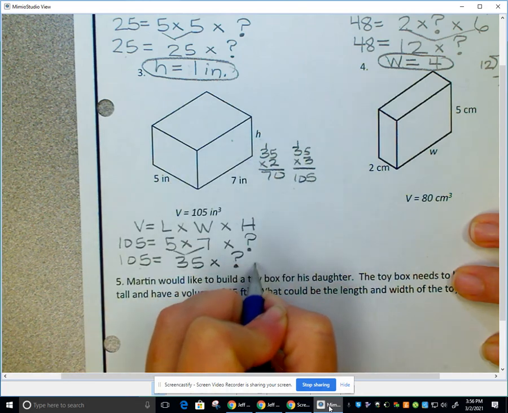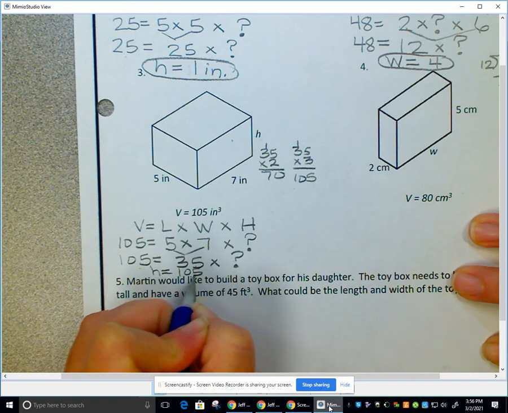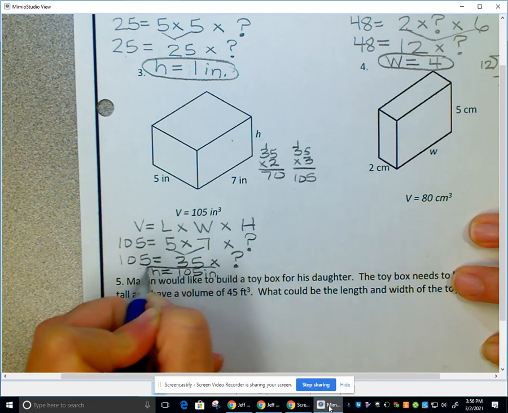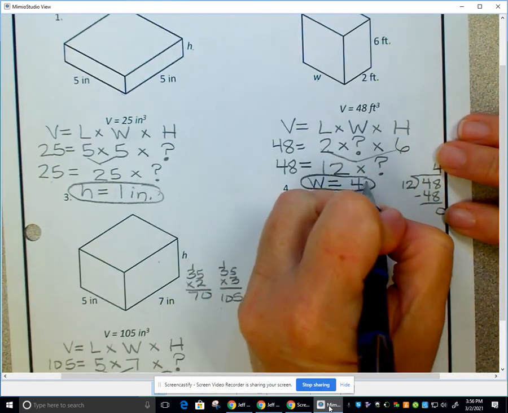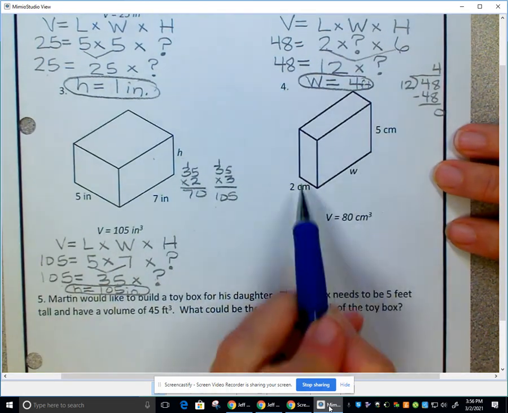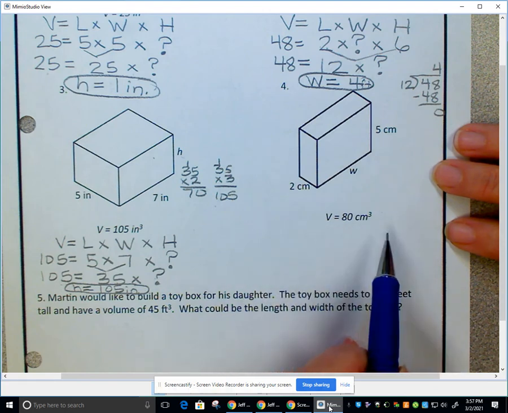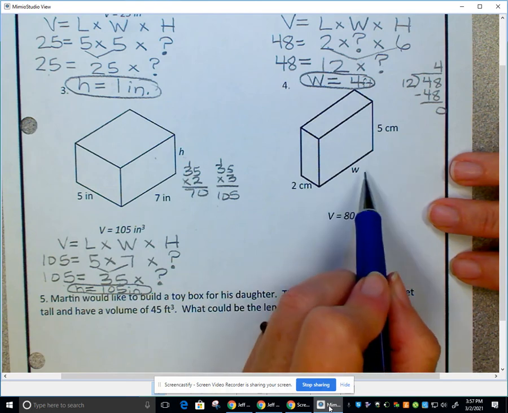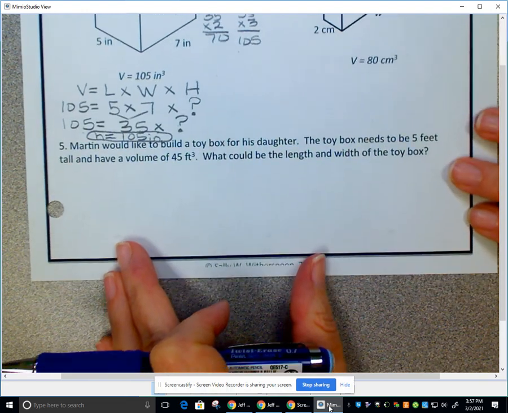So I would say my height equals 3. And I guess I should put inches, and I'll circle that. And this one, I should have put feet, and I didn't. Now, I'll let you solve this one on your own. Do the same thing. Write out the volume, include what you know, and then see if you can figure out the missing dimension, which in this case is the width. All right, let's look at the last question.